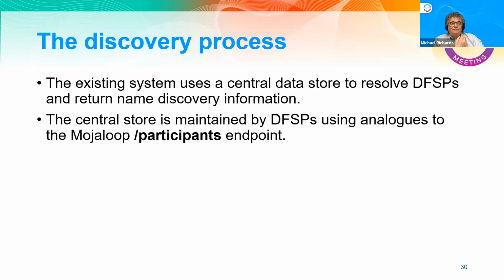So the discovery service uses a central data store at present to resolve DFSPs and also to return the additional information, particularly to do with name discovery and things like that. Now, as I'm sure you know, the Mojaloop way of doing these things is to allow the participants themselves, the payer institutions, the payee institutions, to return information about their account.